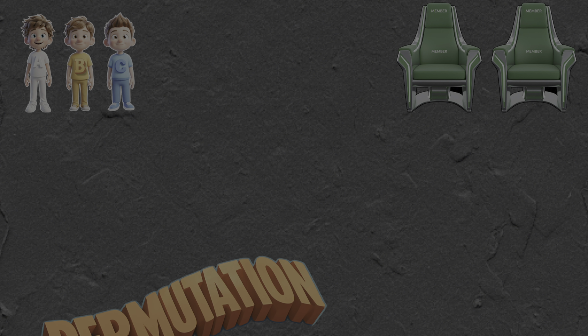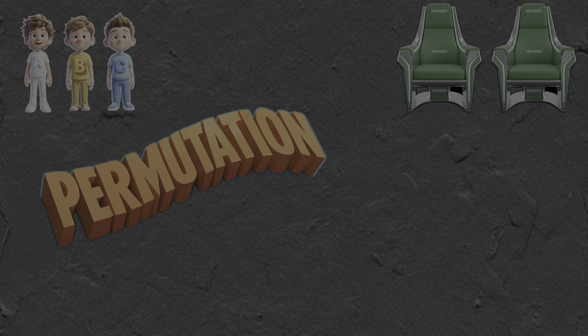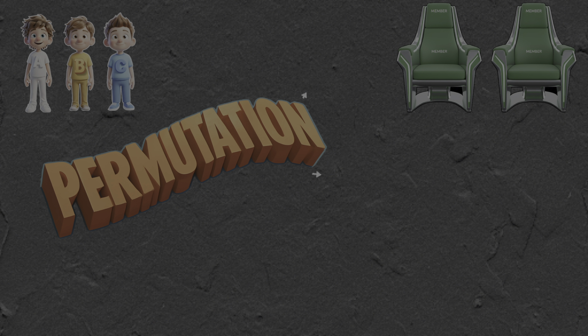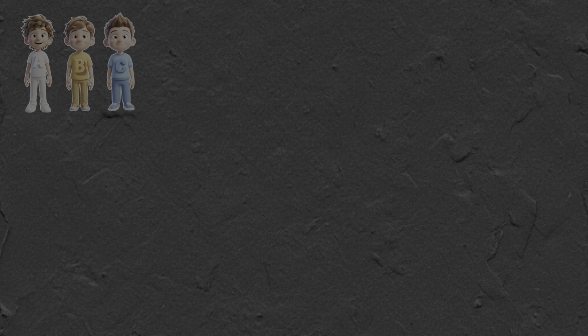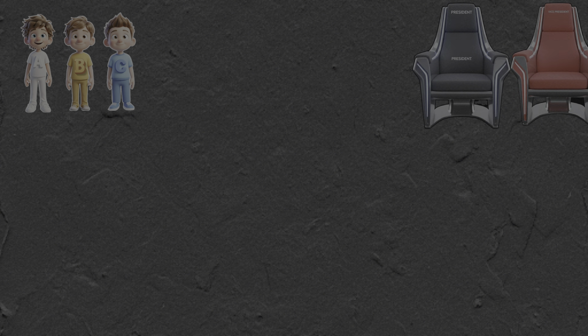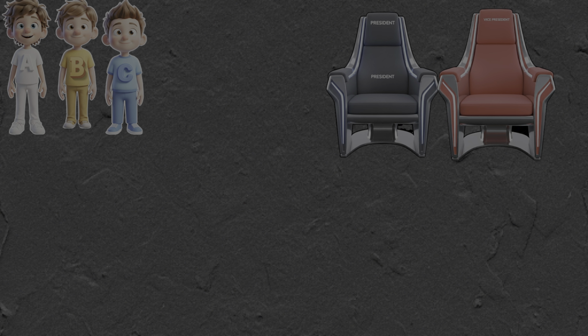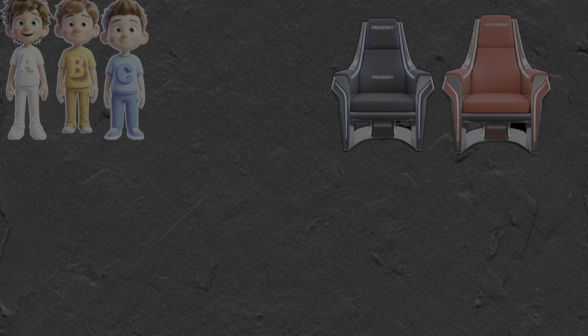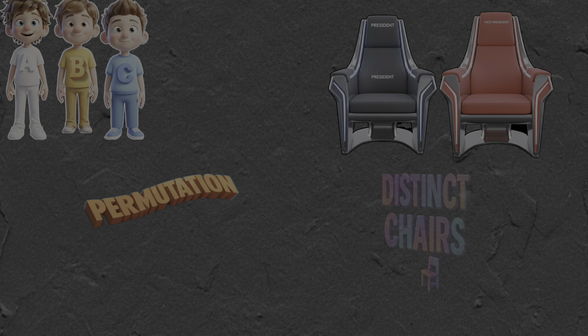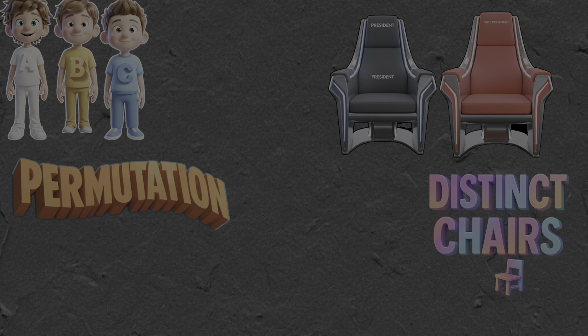In a permutation setting, the two chairs are distinguishable. For example, they correspond to distinct posts such as president and vice president. This is a permutation problem because the seating arrangement depends on who sits where. Swapping the positions of the boys would result in a completely new arrangement.